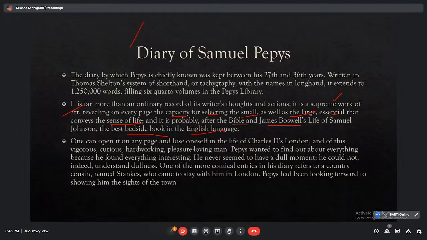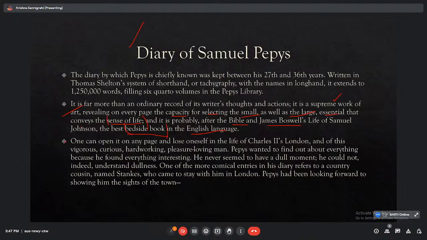So it is far more than what? An ordinary record of its writer's thoughts and actions. And it is a supreme work of art, revealing on every page the capacity of selecting the small as well as the large essential that conveys the sense of life. So what does it capture? It conveys the sense of life. And probably after the Bible and James Boswell's Life of Samuel Johnson, the best bedside book, that is, a book which you keep beside your bed just to read at any point of time, in the English language.